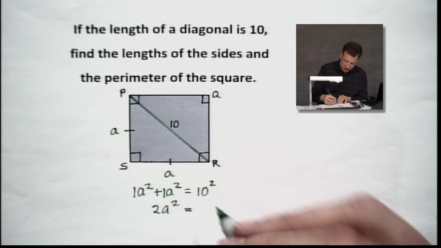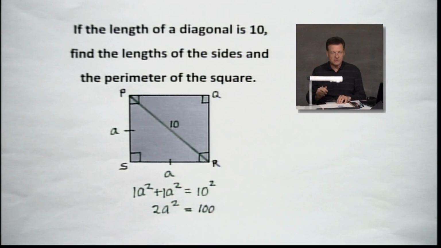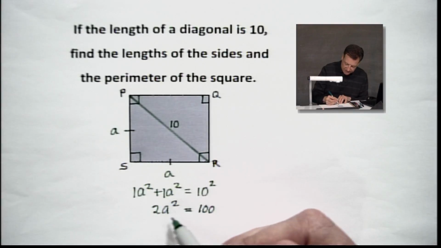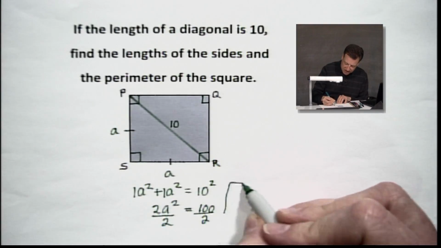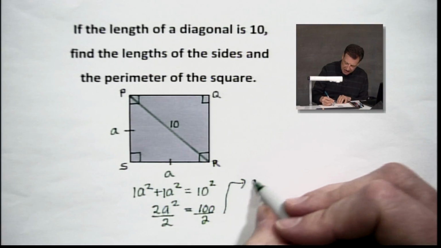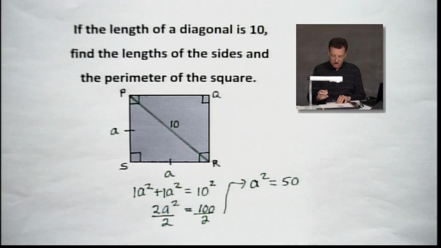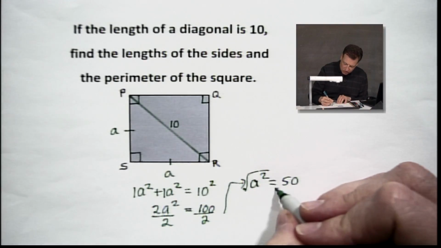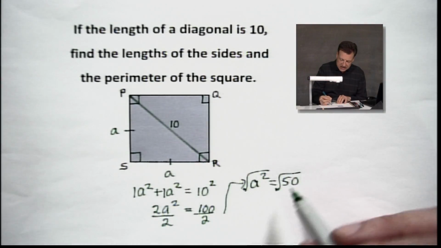We know our perfect squares. We're going to get 100, right? 10 times 10, 100. Now, quickly divide by 2. And that gives me a squared equaling 50. Now be careful. We're going to square root, and it is so easy to think, oh, it's 25, because you think of taking half. You don't take half. We're looking for a number times itself that gives us 50.